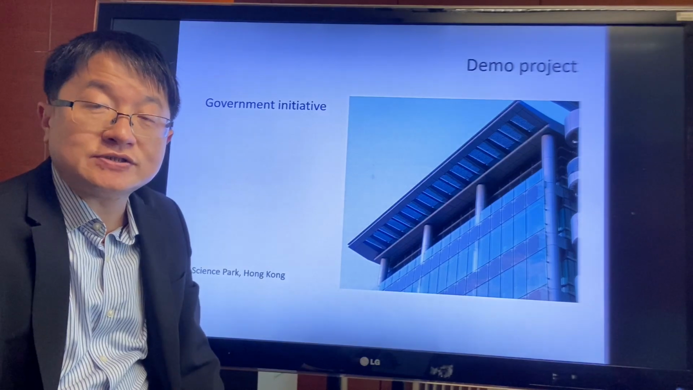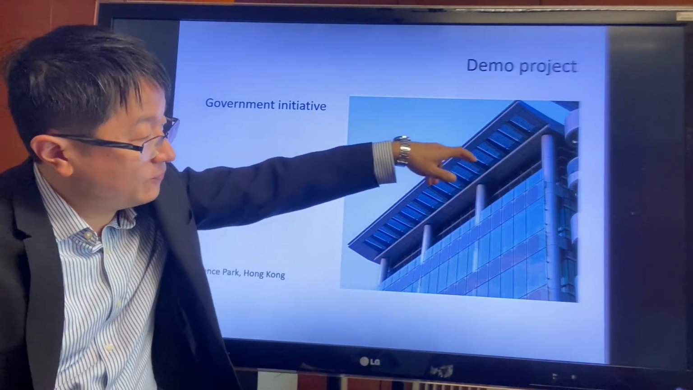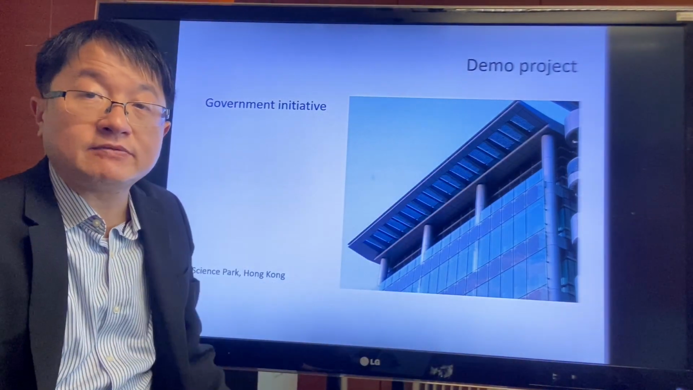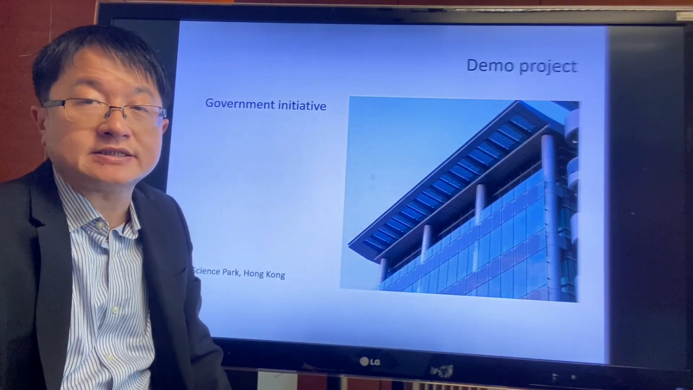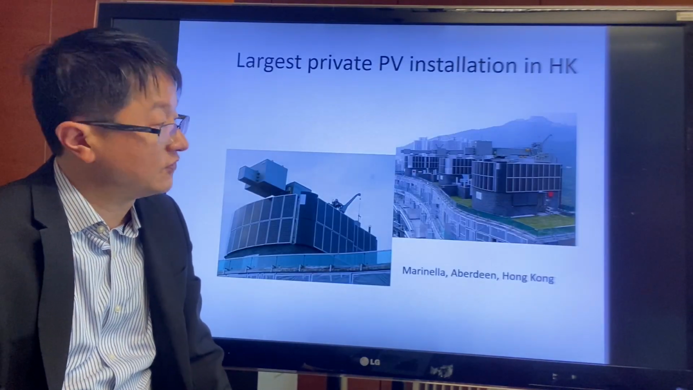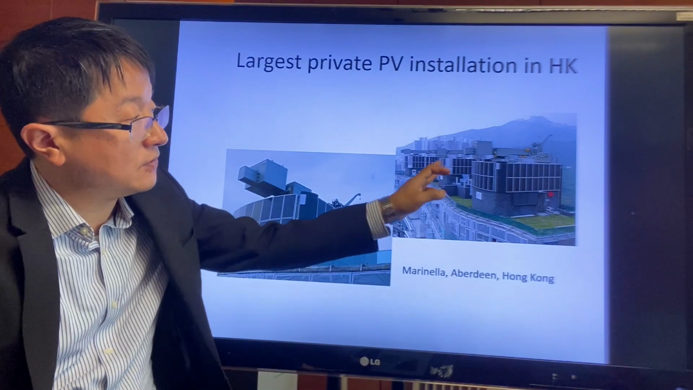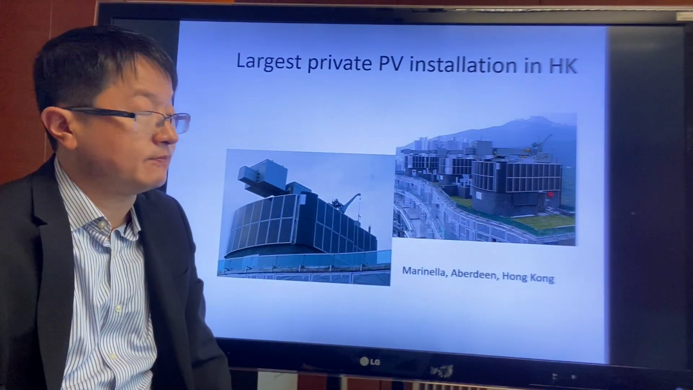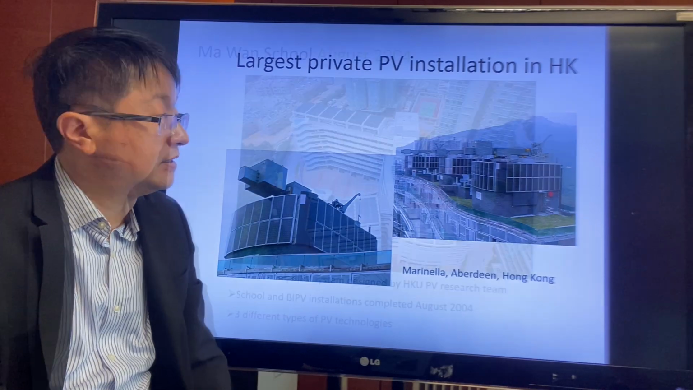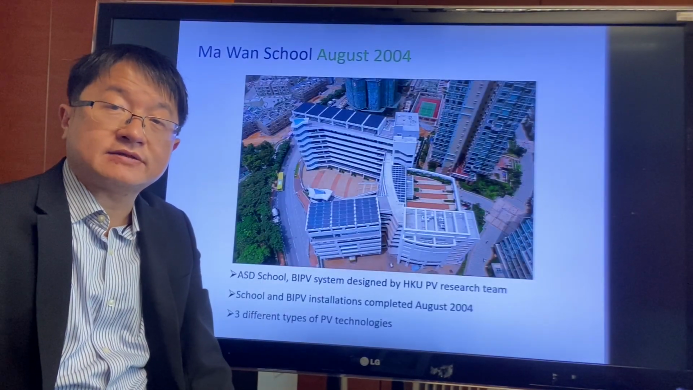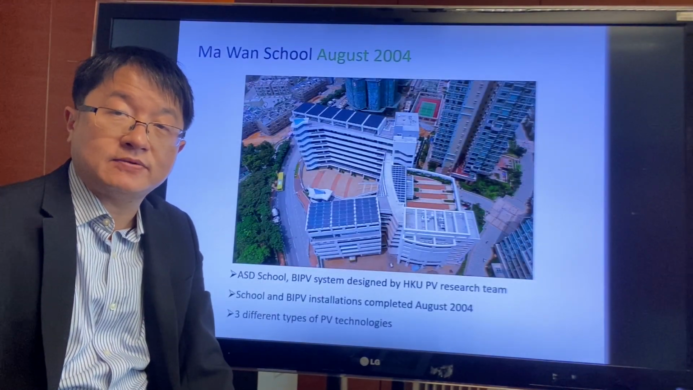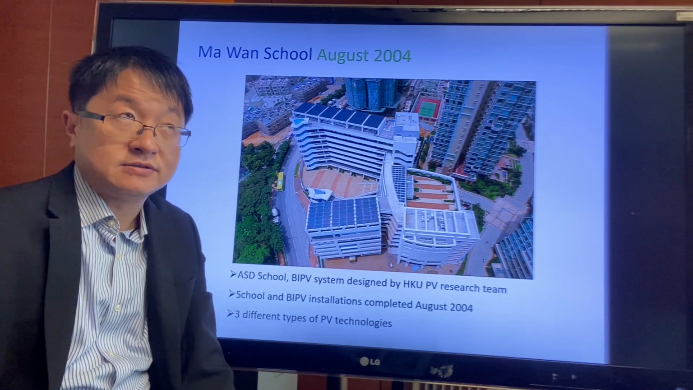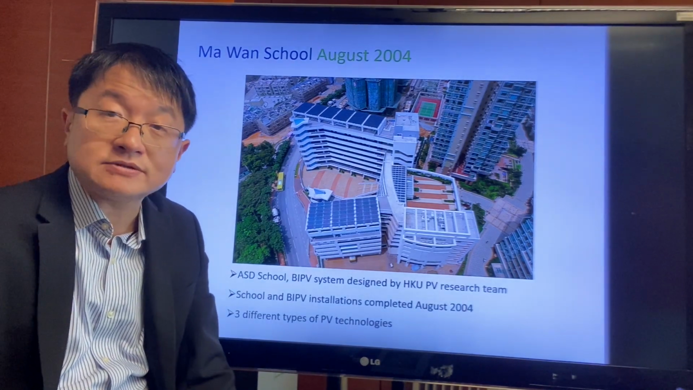These are the installations in the Science Park. We have the canopy on the rooftop of the building to harvest solar energy. And some residential areas also install PV panels on the rooftop to provide power supplies to those common areas. Hong Kong U has started working on these PV panel installations and designs since the early year 2000.